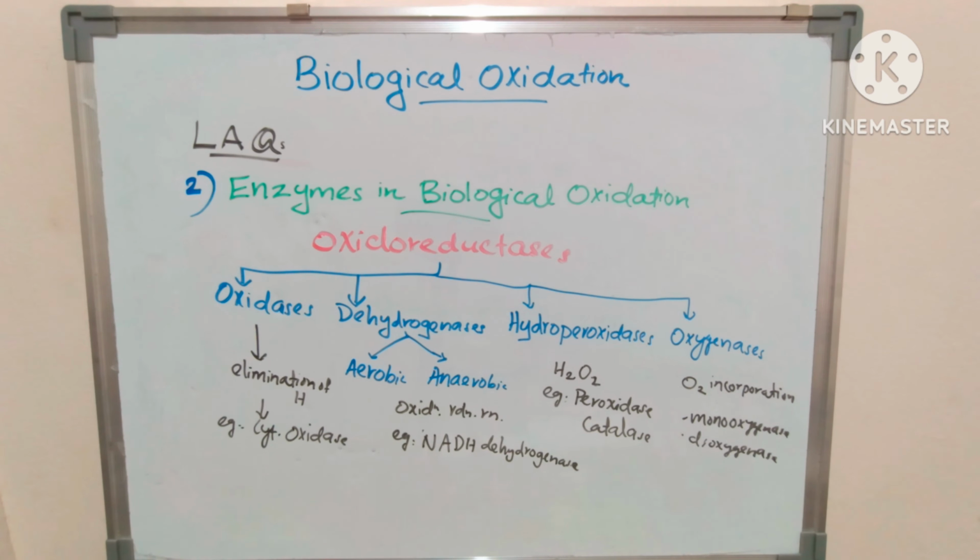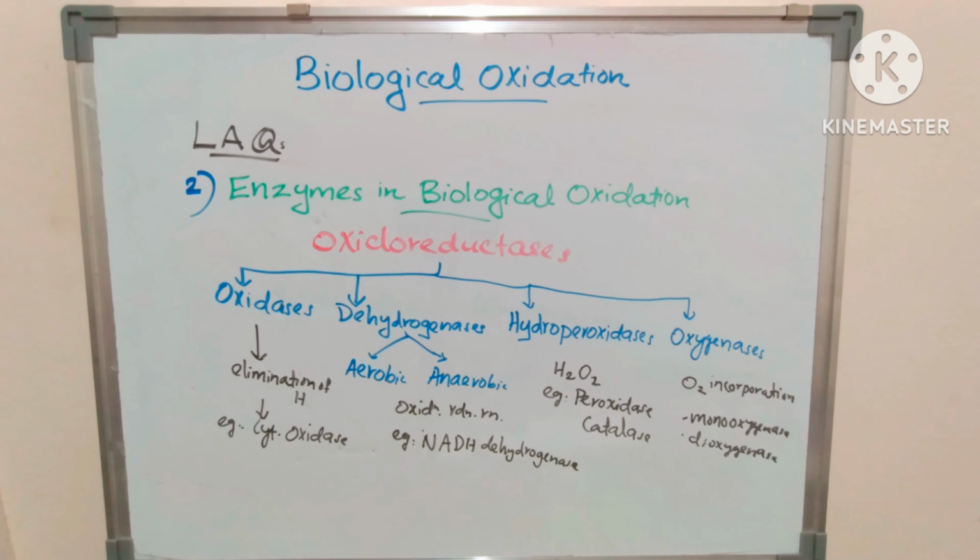Oxidases catalyze the elimination of hydrogen from the substrate, which is accepted by oxygen to form mostly water. For example, cytochrome oxidase. Second one is dehydrogenases. Dehydrogenases cannot utilize oxygen as a hydrogen acceptor. They catalyze the reversible transfer of hydrogen from one substrate to another and bring about oxidation reduction reaction.